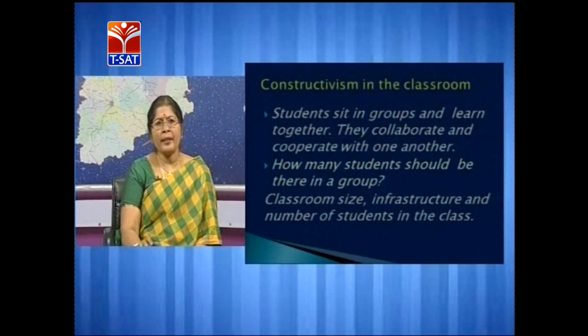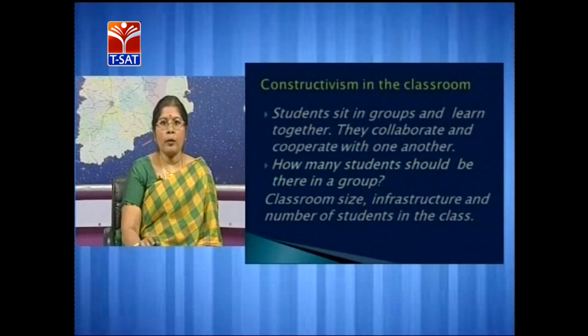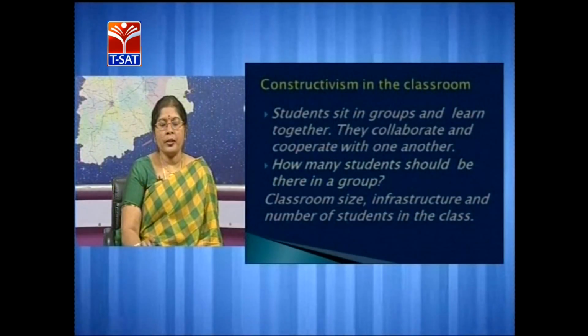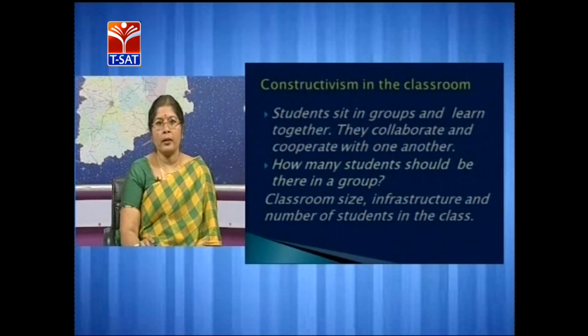If the group size increases, like 7 or 8, then the interaction between them is not much, they cannot collaborate, and they form into 2 groups again. In our observation, what we have experienced is that students should be 3 or 3 to 5 in a group. The teacher can decide how many students should be in the group.